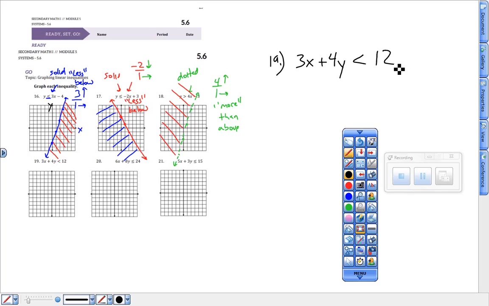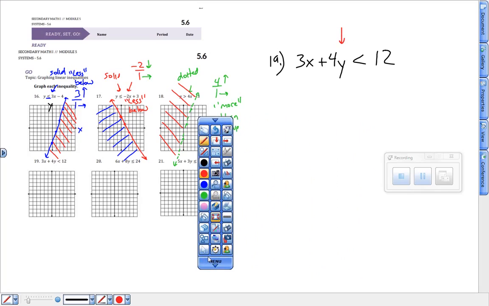All right, how to solve these for y. Here we go. First thing you're going to do is get rid of that x term by doing the opposite. If it's plus x, subtract 3x on both sides. Do the opposite.